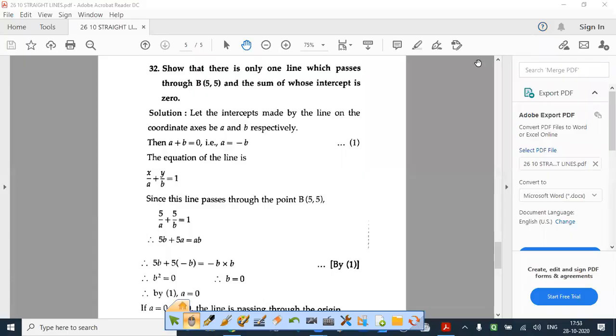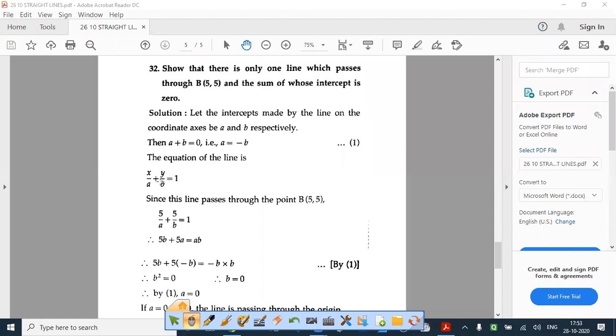Now the last sum, 32nd. Show that there is only one line which passes through (5, 5) and the sum of whose intercepts is equal to 0. Let the intercepts made by the line on the coordinate axes be a and b respectively. Then a plus b is given to be 0, that is a equal to minus b.